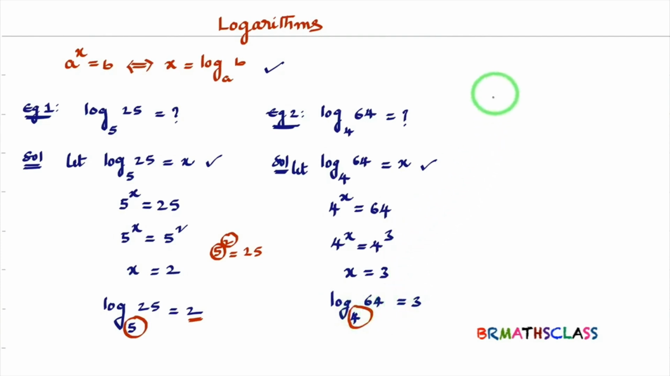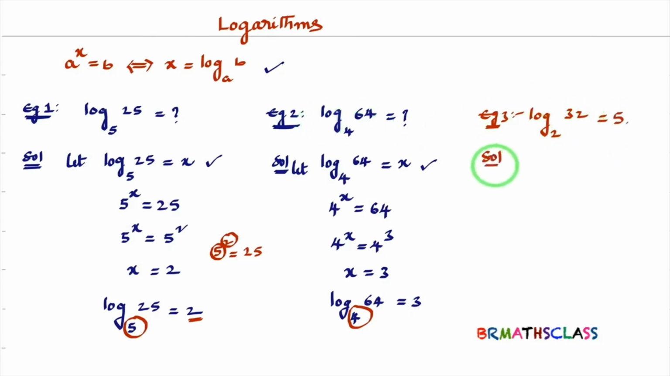For example, see this example number 3. Logarithm of 32 base 2. What is its value? If you are able to identify 2 power what number will be 32, that is the answer. 2 power what number is 32? 2 power 5 is 32. So its answer is 5. You can write directly like this. In case you don't know, then follow the usual procedure.